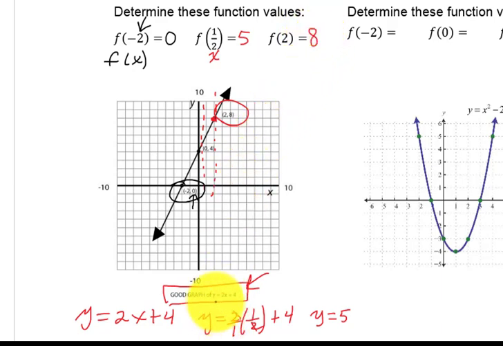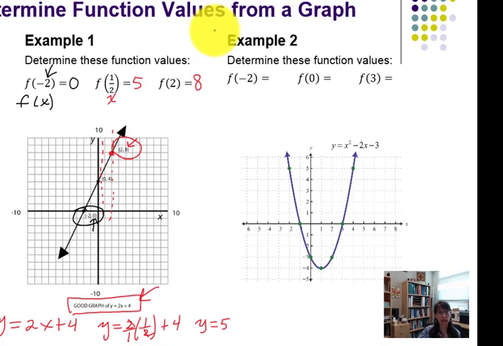So if you have the actual equation given, you can use the substitution technique, and that's what we had to do for f of 1/2. But when your x value is actually given as an ordered pair on that line, you can simply use the output that's already given. For the next example, we're going to determine these function values using the given parabola.